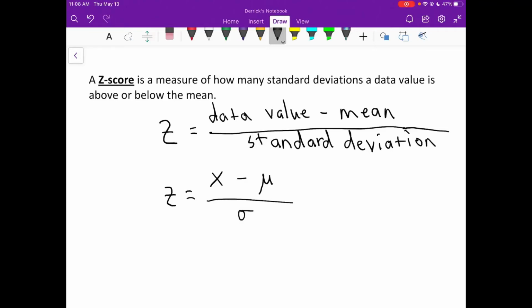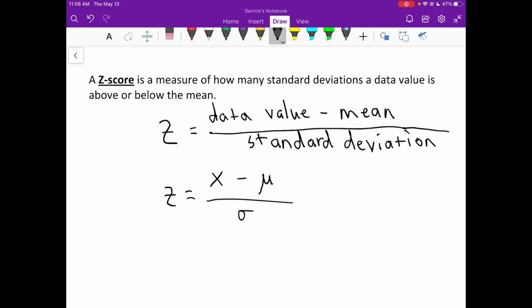Today's lesson is a continuation from the normal distribution and empirical rule lesson. So if you have not watched the lesson on normal distribution and the empirical rule, you should check that out first before watching this one. Today, I want to talk about z-scores.